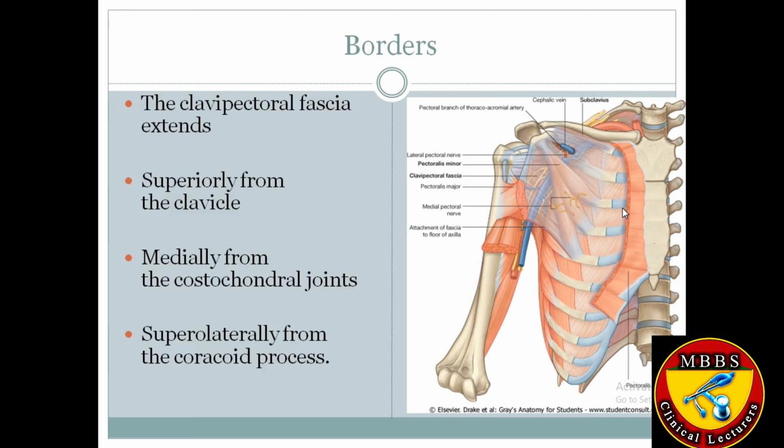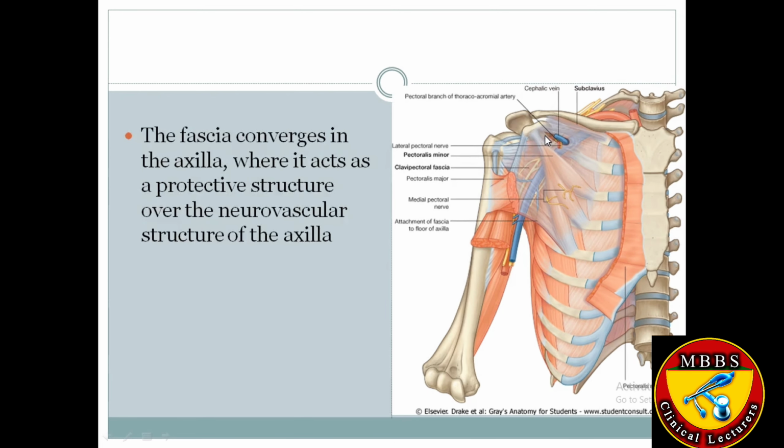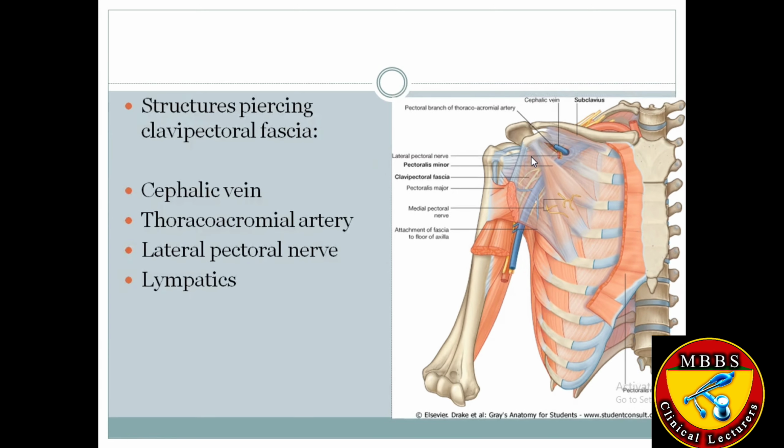So medially the clavipectoral fascia extends from the costochondral joint and superolaterally from the coracoid process. So the clavipectoral fascia extends superiorly from the clavicle, medially from the costochondral joint and superolaterally from the coracoid process. The fascia converges in the axilla where it acts as a protective structure over the neurovascular structures of the axilla.